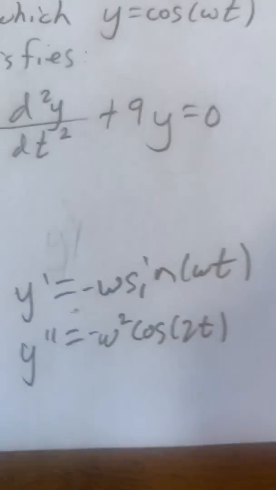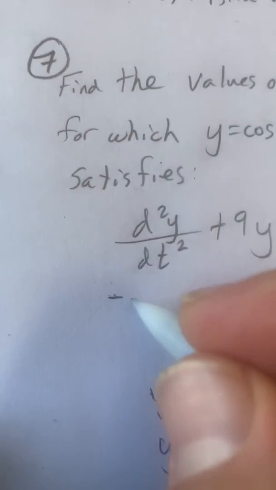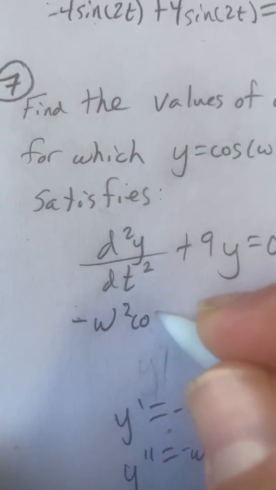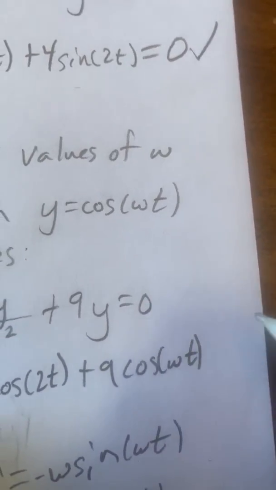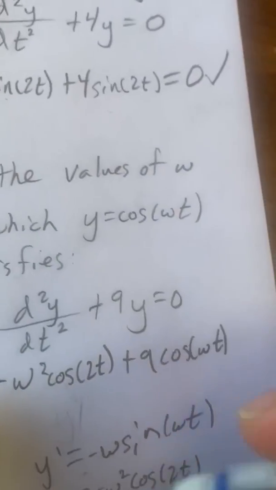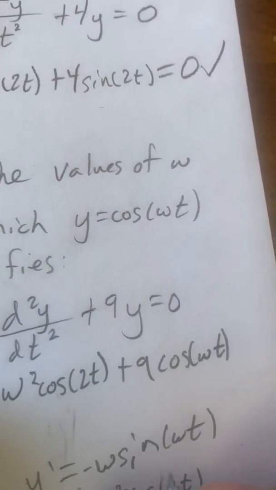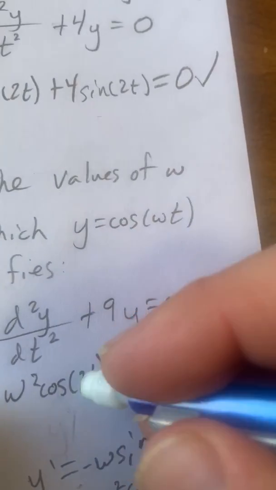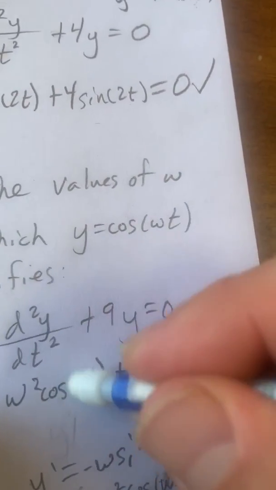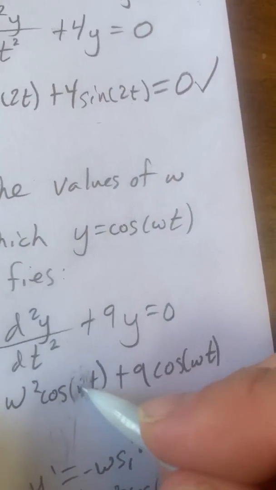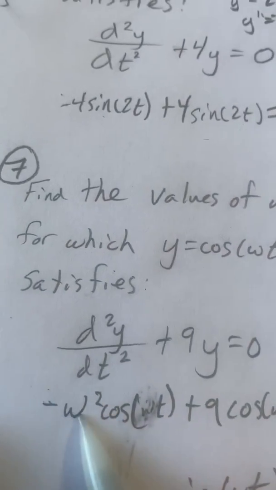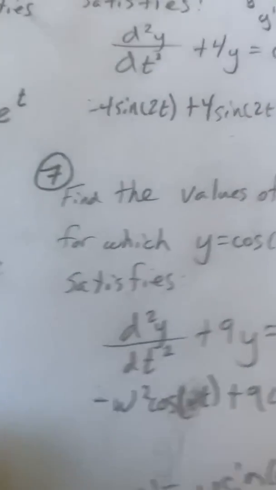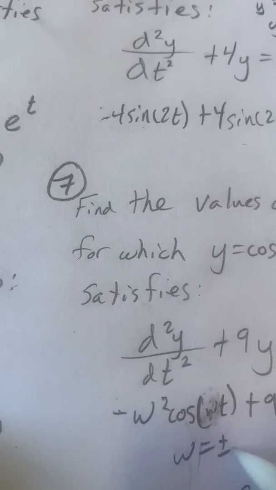So I'm going to go replace into this equation. I'm going to get negative w squared cosine of wt plus 9 cosine of wt. Sorry, I don't know why I had a 2 here. This was never a 2, always a w in here. If I want this to equal 0, then it's pretty straightforward. This w squared has to equal 9. So that means w could equal plus or minus 3.